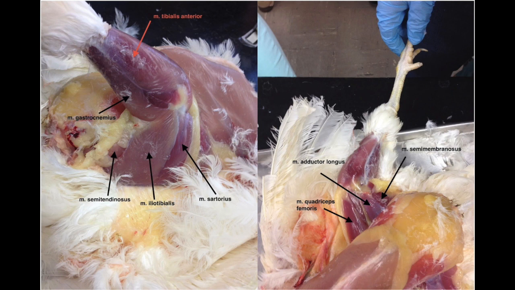The M. adductor longus adducts and extends the thigh and causes the leg to move medial to the body. The M. semimembranosus extends the thigh and flexes the knee. The M. quadriceps femoris extends the thigh.